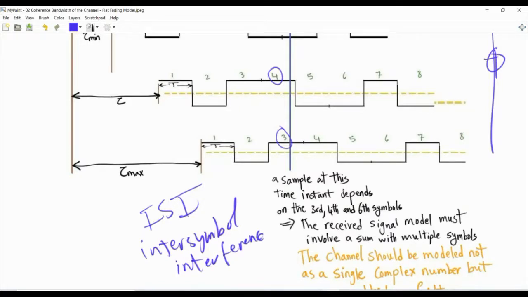Right? We have ISI, which means that you sample your received waveform at an instant of time, and your sample does not depend on just one of the transmitted symbols. Here, it depends on 3 symbols, making detection very difficult. Now your received signal is not just noise plus some symbol; it's noise plus 3 symbols, and each symbol is multiplied by the respective alpha of tau.